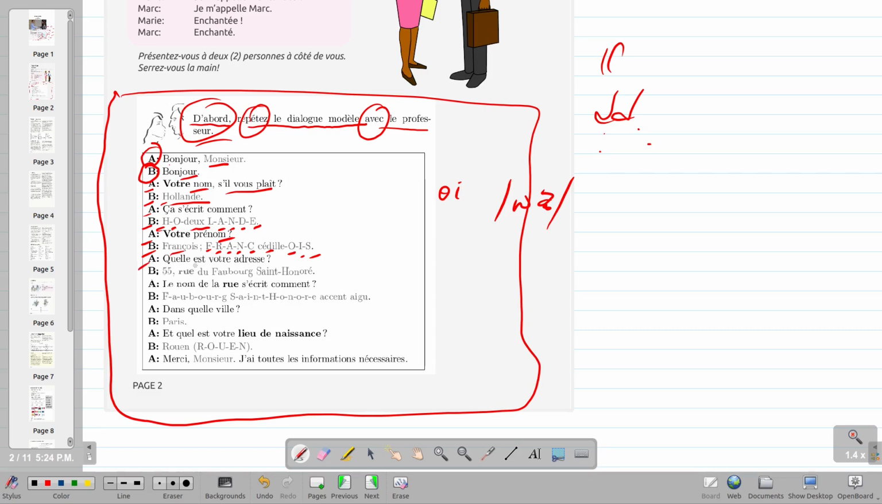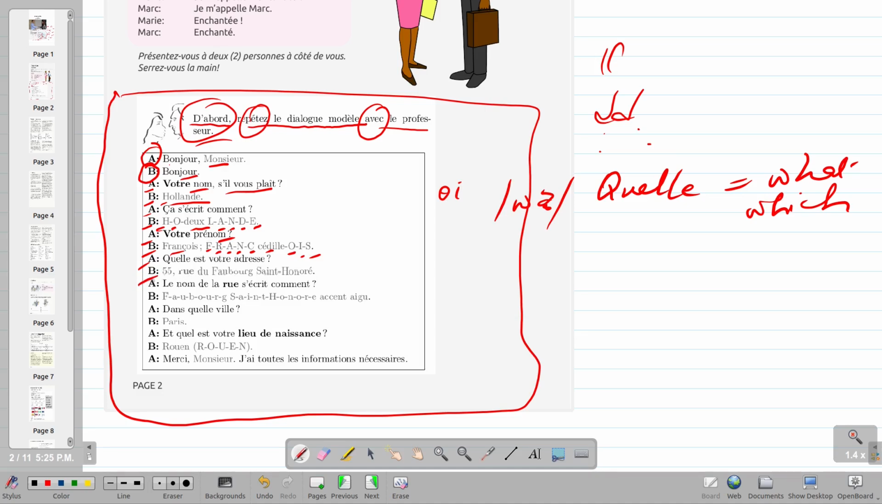A says, quelle est votre adresse? Adresse. What is your address? This question you're going to be asking people often. Quel means what. It can also mean which. We are going to see further context in the future. Quelle est votre adresse?